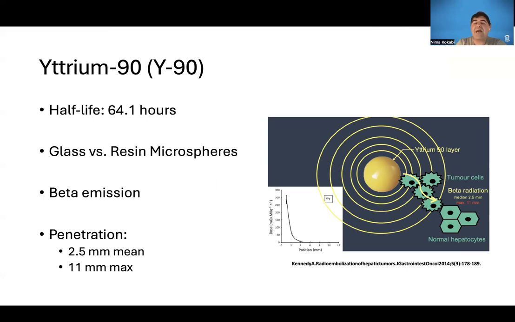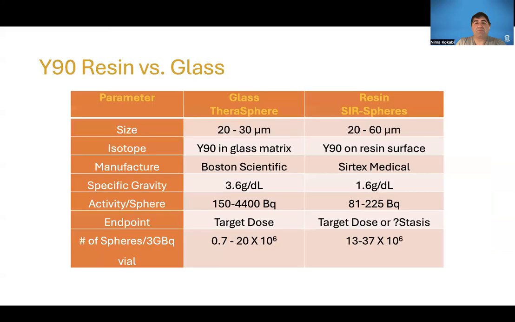The idea behind it is that it gives radiation to the tumor at a very long half-life. The half-life of Y90 is 64.1 hours, and you can deliver very high doses of radiation. But because it is beta radiation, it is at a very short range. So you can deliver very high doses to the tumor and surrounding area without causing toxicity to the remainder of the liver or critical organs around it. The mean penetration dose is 2.5 millimeter, maximum penetration dose of 11 millimeter.